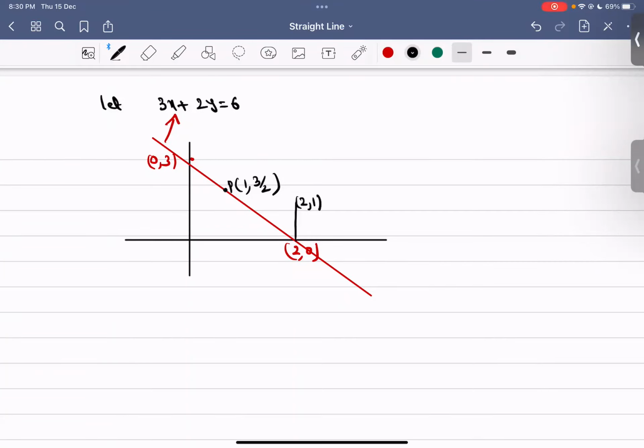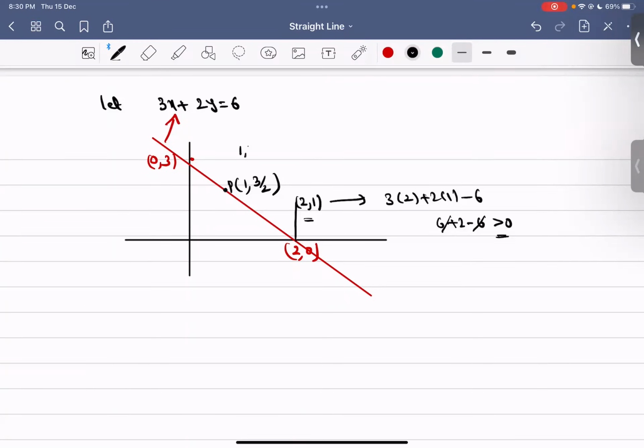So for this line, now you put this 2 comma 1 in the line equation. Then what do you get? 3 into 2 plus 2 into 1 minus 6 is equal to what? 6 plus 2 minus 6, the 6s cancel, which is a positive quantity. So for 2 comma 1 we got a positive quantity. Now you take another point. Since 1 comma 3 by 2 is on the line, you take 1 comma 4 as another point.